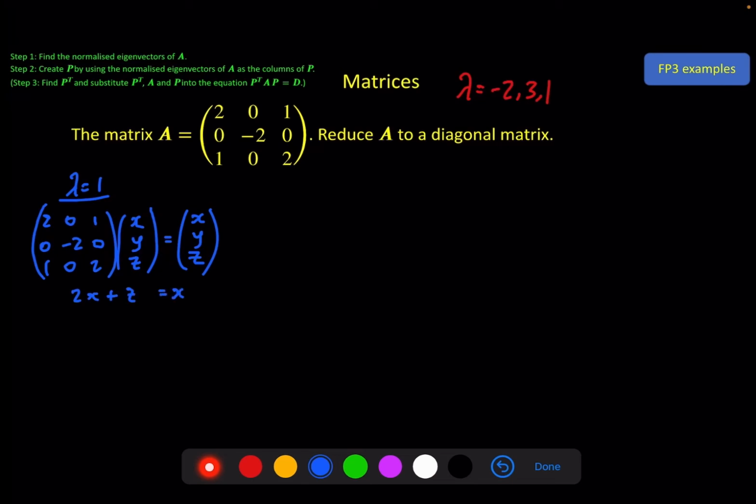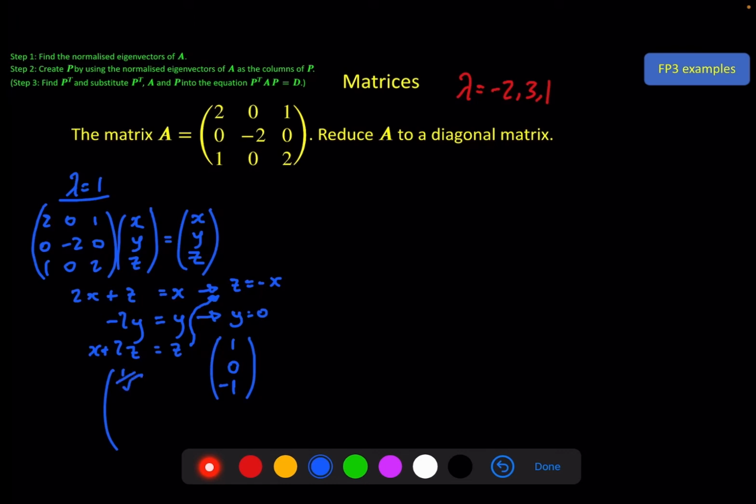And that tells me that z is equal to -x. That tells me y must equal 0. And that tells me the same as that told me. So long as z is equal to -x and y is 0, I can choose any number, so let's choose 1 for x, and z will be -1. So the normalized eigenvector from this eigenvalue will be 1 over root 2, 0, -1 over root 2.